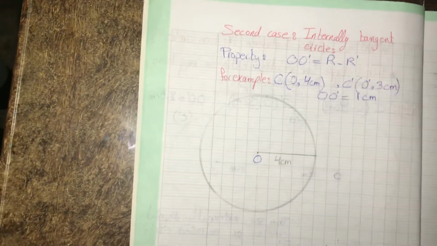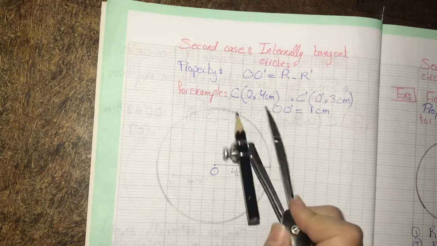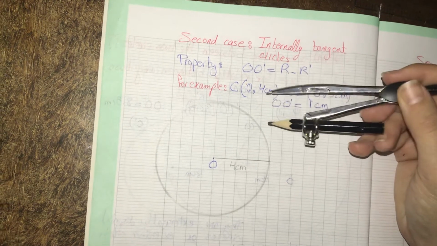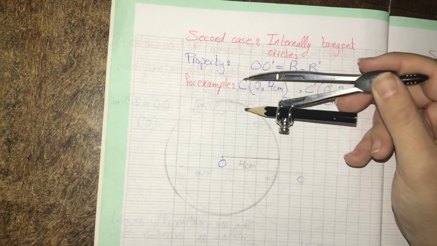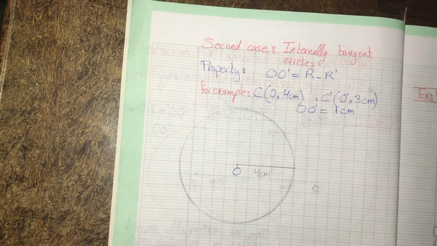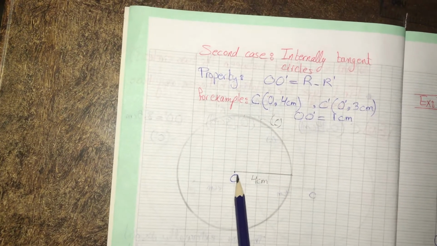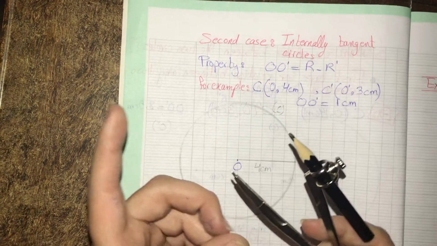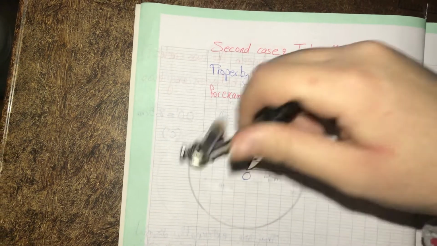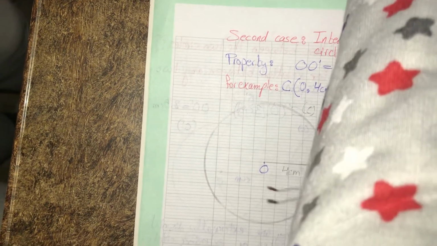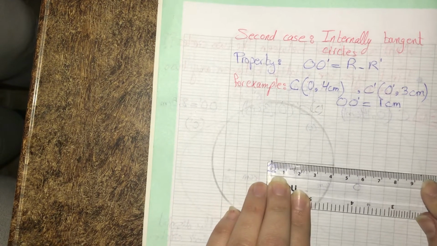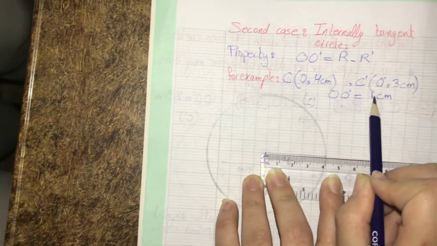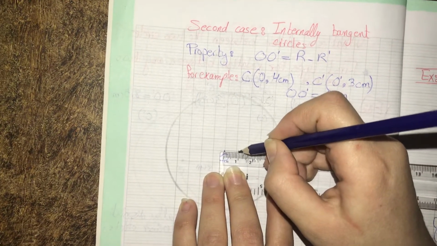So let's take the example. As you see, I draw first the circle that has the larger radius, which is 4 centimeters, for the first circle. It has center O and radius 4 centimeters. I open the compass at 4 centimeters, put the needle at the center and then draw it. The second step is to draw OO prime. In the example, I have 1 centimeter, so I draw 1 centimeter.